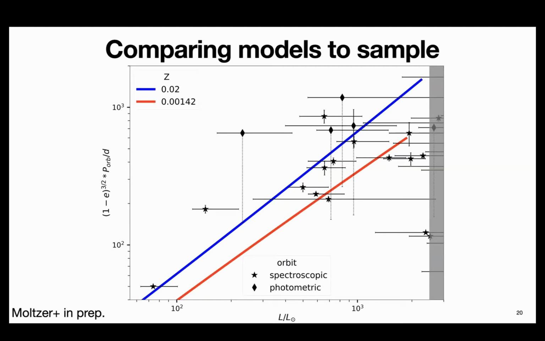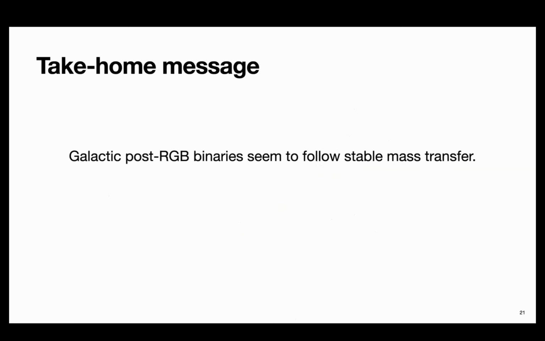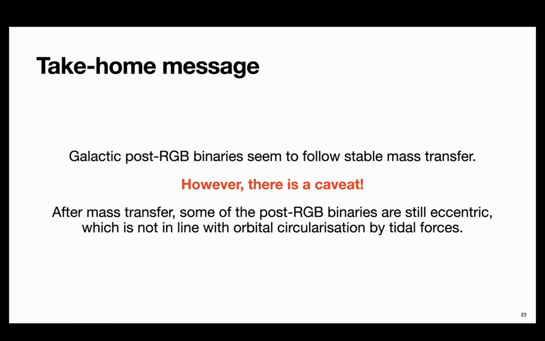So I think all in all, the take-home message is that galactic post-RGB binaries seem to follow stable mass transfer. However, there is a caveat, and the caveat is that after mass transfer, some of the post-RGB binaries are still eccentric, which is not in line with orbital circularization by tidal forces. So all in all, the orbital period problem seems to be fixed, but there's still an eccentricity mystery. But that's a story for a different time.